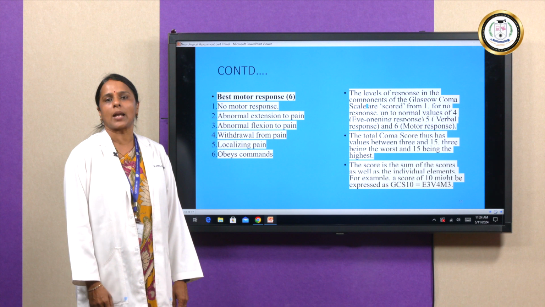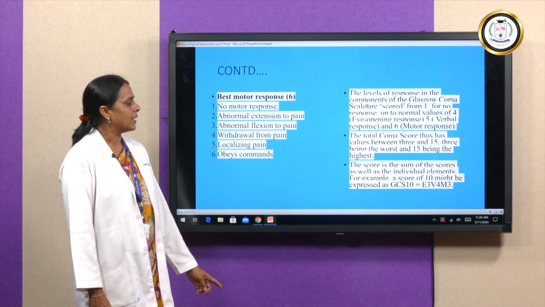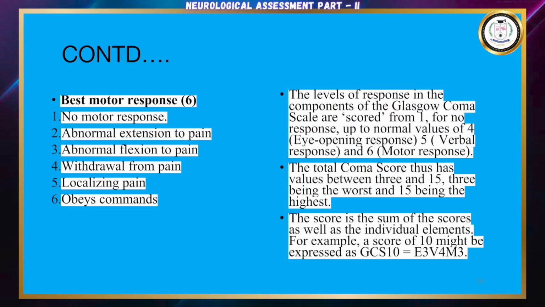The GCS score can be interpreted and written, for example GCS 10, as eye component is 3, verbal is 4 and motor is 3. This is the way of documenting it.